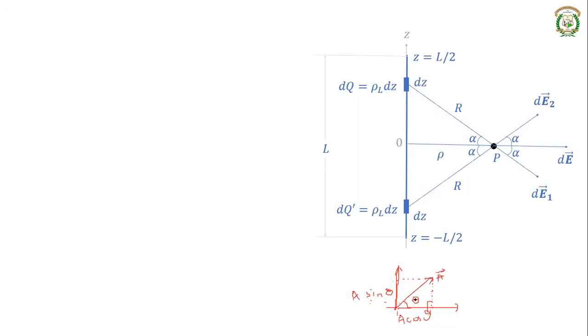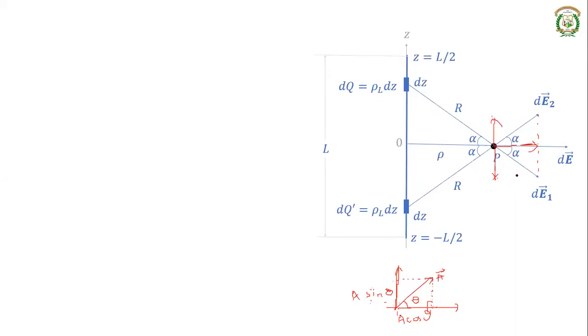In this case, this vector is dE1. Its vertical component is in this direction, and the vertical component of dE2 will be in the top. They will be equal in magnitude but opposite in direction, so they get cancelled out, whereas the horizontal components will be in this direction for both, right? So they get added up, and they get doubled.